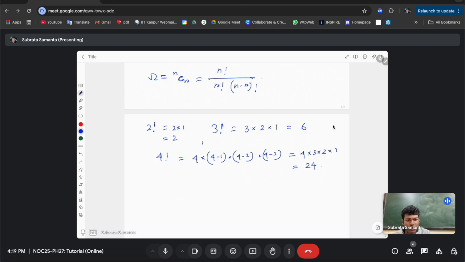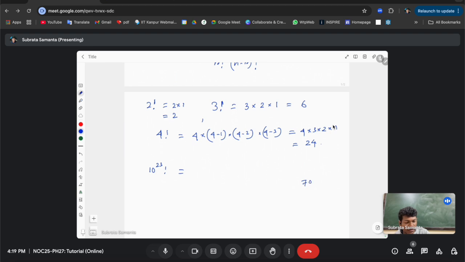Now, if you want to calculate, let's say, the factorial of 10 to the power 23, the number of particles, this is a very huge number. How do you compute this? In your pocket calculator, you cannot calculate above 70 factorial. You get an overflow error, because 70 factorial is greater than approximately 10 to the power 100. So it's a very huge number.